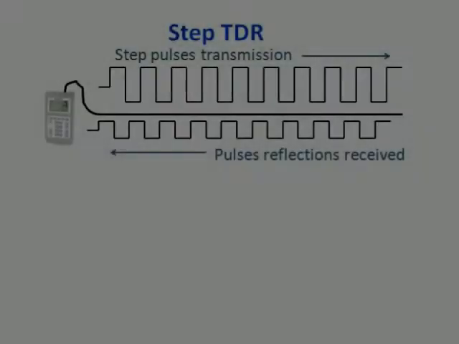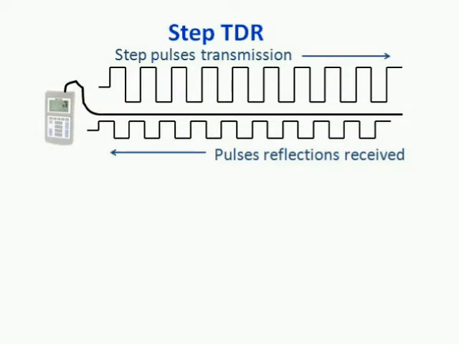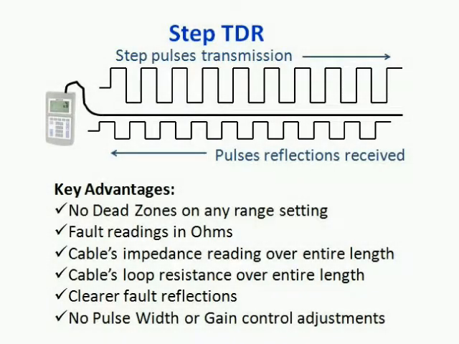In Step TDR technology, a series of step pulses, generally all the same width, are transmitted in sweeps on the cable. The resulting reflections provide more information about the cable's impedance and events. Key advantages Step TDRs have over Pulse TDRs include no dead zone on any range setting, fault readings displayed with the ohms value to evaluate the fault's size and service impact.